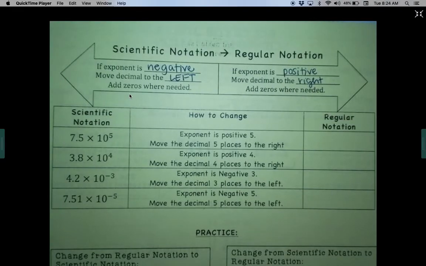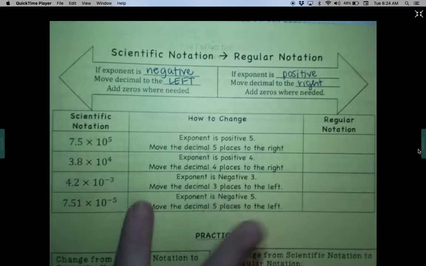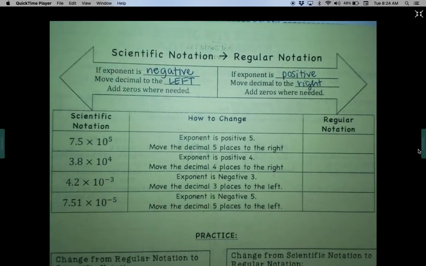If the exponent's negative, we move it to the left. That's different than yesterday, because when the exponent was negative yesterday, we moved it to the right because we were starting with regular notation. So it's opposite when you start the opposite way. That's why you always have your cheat sheet. Okay, so we're going to do some examples.